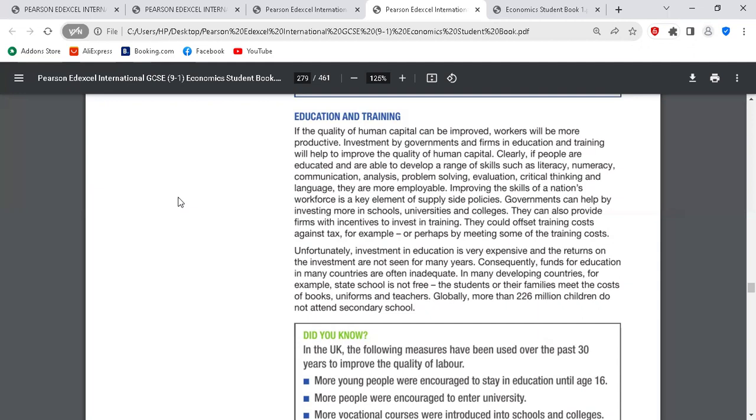Government can help. So they said improving the skills of the nation's workforce is a key element of supply side policies. Governments can help by investing more in schools, universities, and colleges. They can also provide firms with incentives to invest in training. They could offset training costs against tax, for example, perhaps by meeting some of the training costs. So the first paragraph is talking about investment in education and training. The private sector sees investment in training as too expensive. They don't want to.